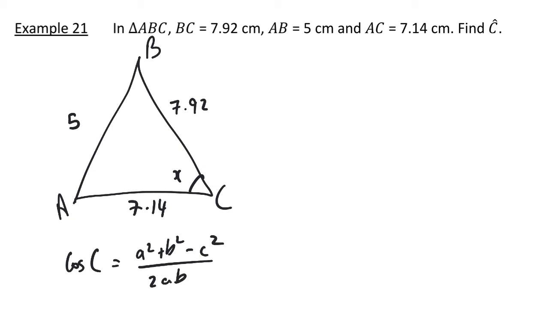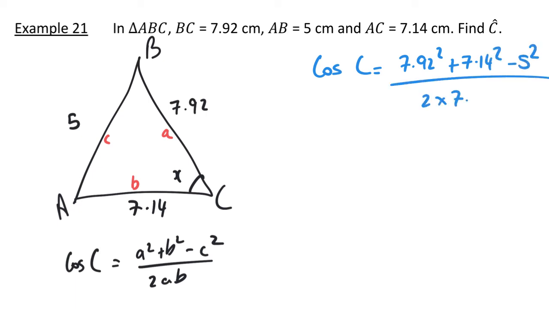We need to label our sides, small a, small b, and small c. Small a is the side opposite angle A, so that's 7.92. Small b is opposite angle B, so that's 7.14. And side C then is the 5. So let's put our values into the formula. So cos C is going to be 7.92 squared plus 7.14 squared minus 5 squared over 2 times 7.92 times 7.14.